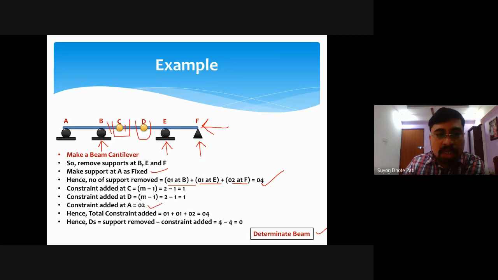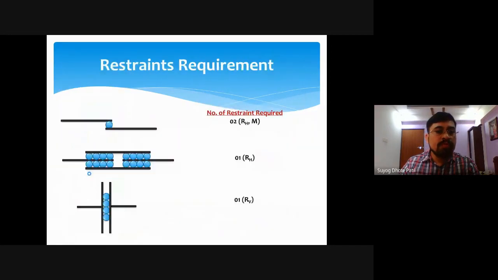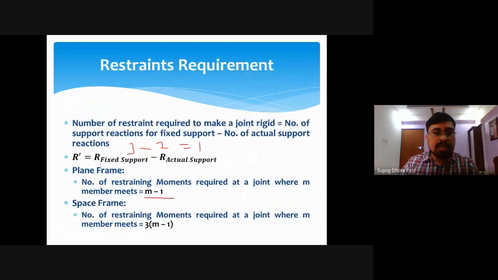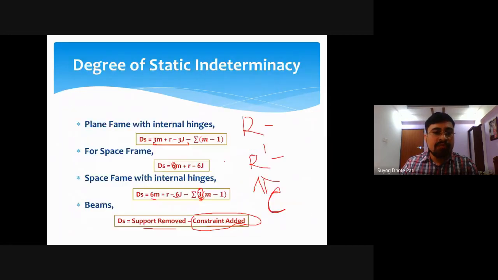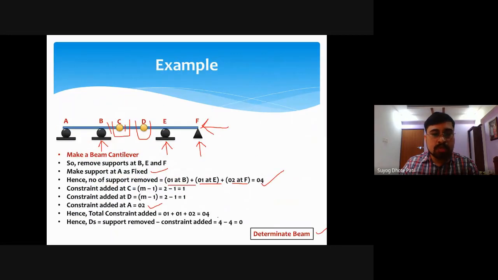Again I am repeating, I have used this formula here. What was the formula? R fixed support minus R actual support. Here R fixed support is 3 and R actual support is roller support, which is 1, one reaction for roller support. So 3 minus 1 is 2. So that's why constant added is 2 at D.